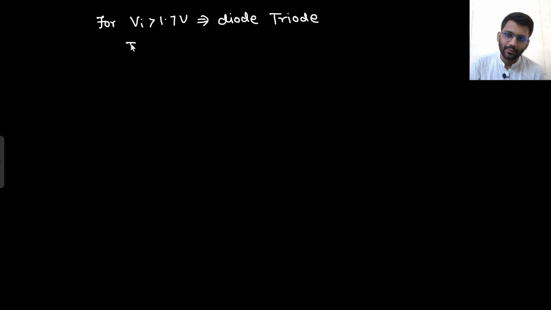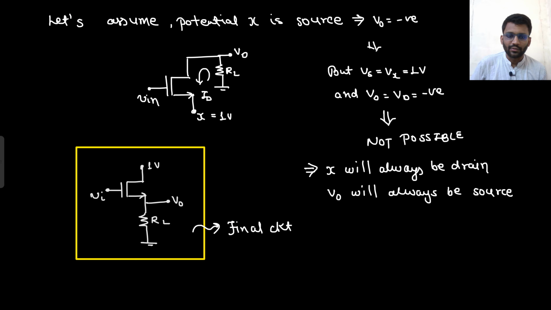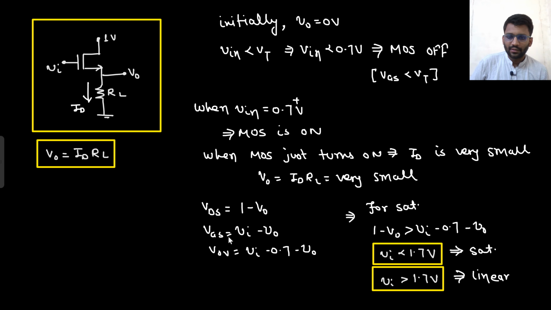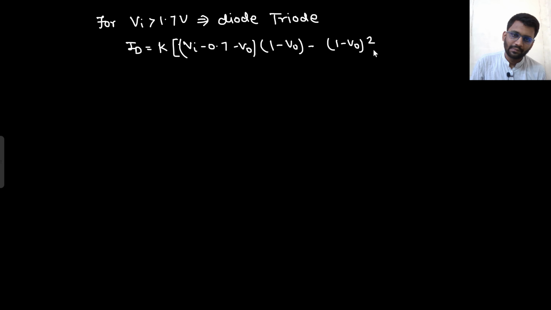So what is your ID value? ID value is some constant into VGS minus VT. What is your VGS minus VT? VGS minus VT is this V in minus 0.7, into VDS. What is VDS? VDS is 1 minus V naught.